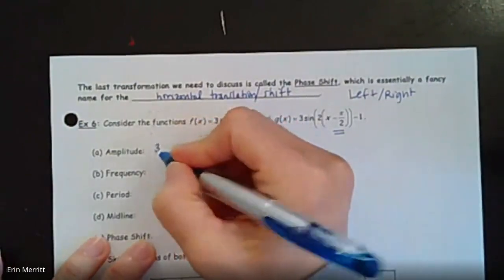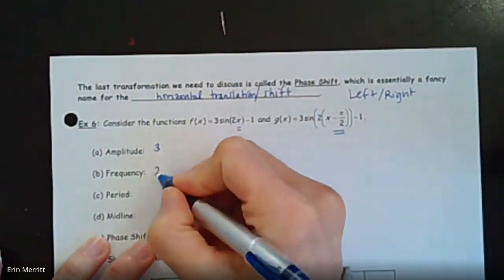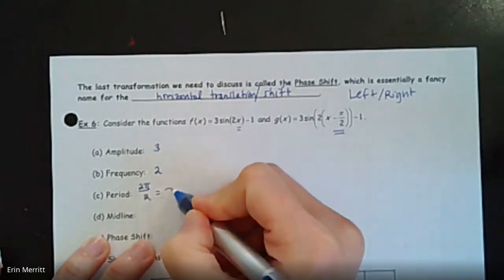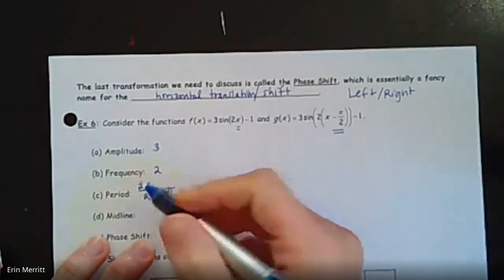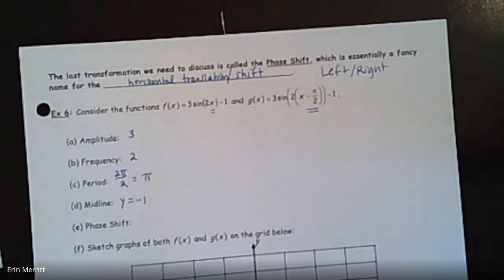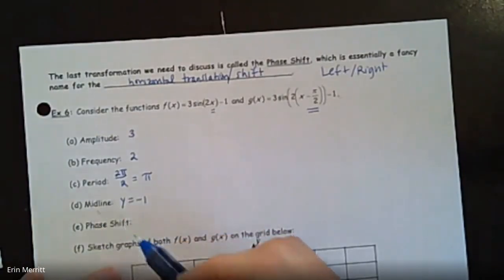All right, let's talk about the stuff that they have in common, though. The amplitude we just said was 3, frequency 2. That makes the period 2 pi over 2, or just pi. And the midline is y equals -1. I'm hoping that by the end of these notes, you can quickly be able to tell me the answers to all that stuff. Right? The phase shift for g of x, right?